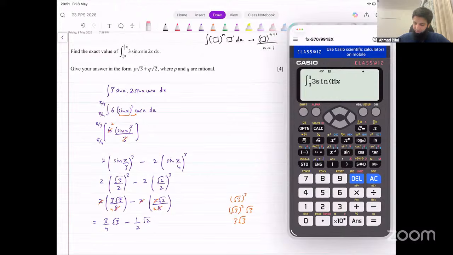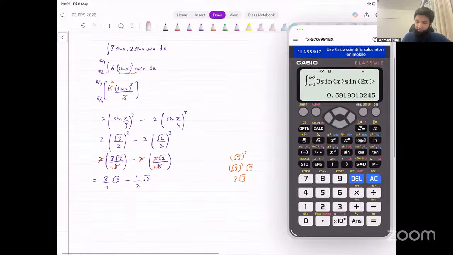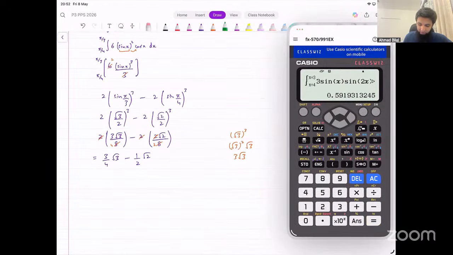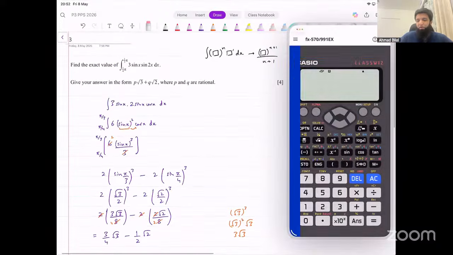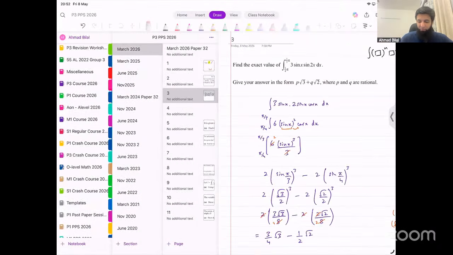So if you input this integral, 3 into sine x into sine of 2x, integration with limits from pi divided by 4 to pi divided by 3. Just input those limits. What do you get from this? 0.5919. Keep that in mind or just write it down somewhere. It's 0.5919. 3 over 4 into under root 3, the answer that you're getting, I'm just inputting that here, minus under root 2 divided by 2. And that's coming out to be the same number, and that confirms that your answer is correct. For a 4-mark question, it will probably be too much effort. You can do it at the end of the paper once you're done with the rest of the questions.